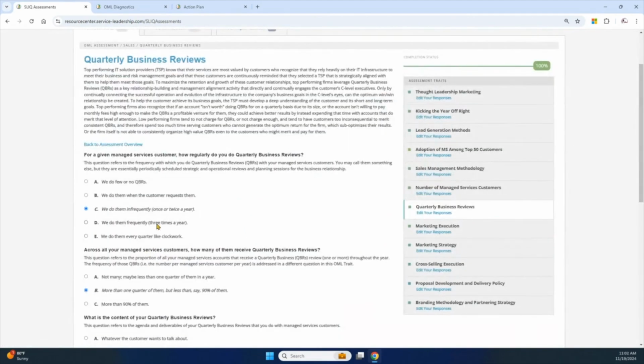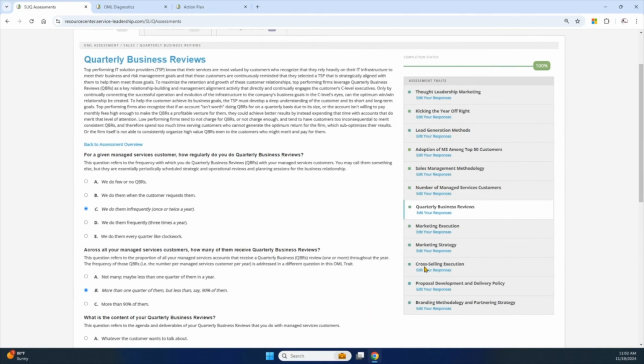So what you're looking at here inside the quarterly business review trait, right up at the top, is what we call the business principle. So it talks about the overarching why and gives you a sense of why it's important, how the top performers do it, and why it helps, and then how the lower performers either don't do it or don't do it effectively and why that hurts. And then what you're asked is a series of questions about how you do quarterly business reviews.